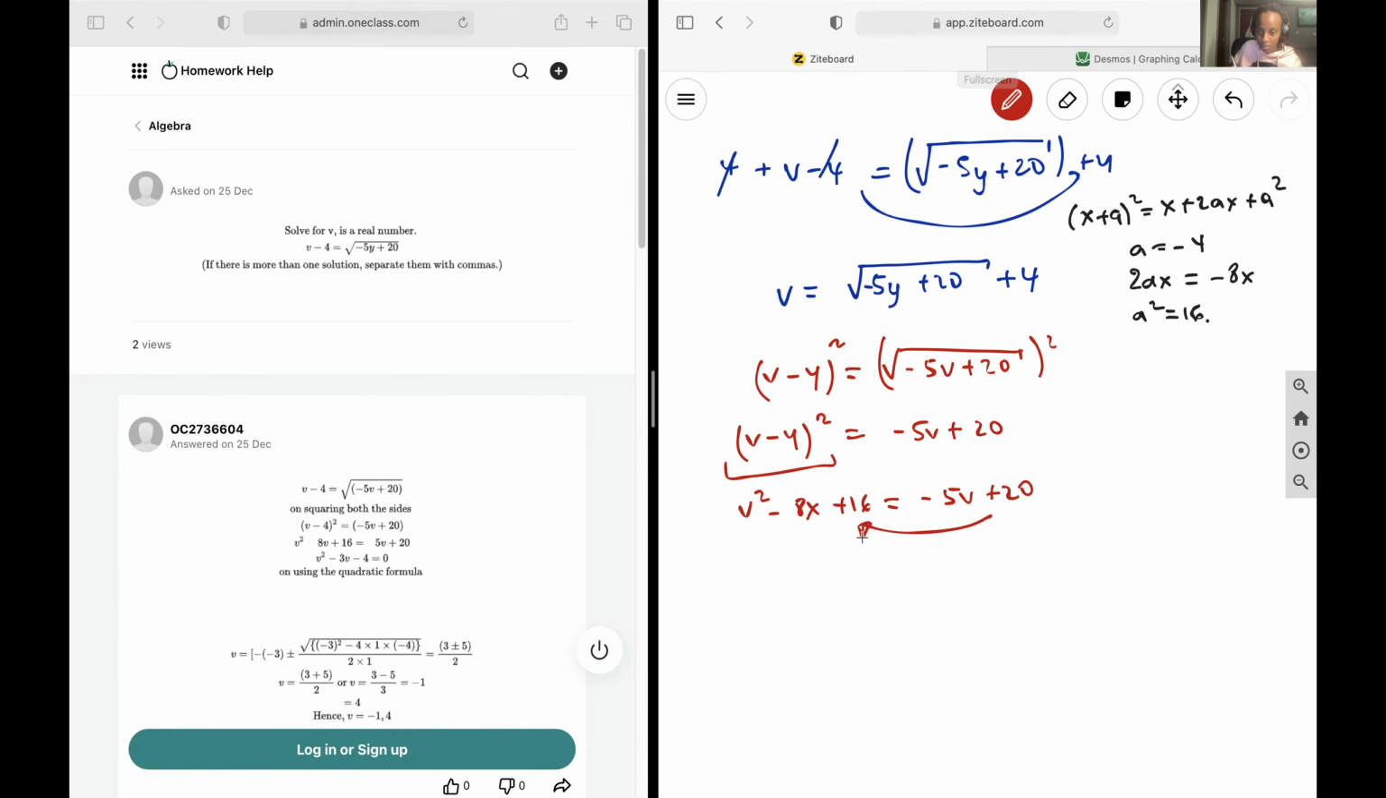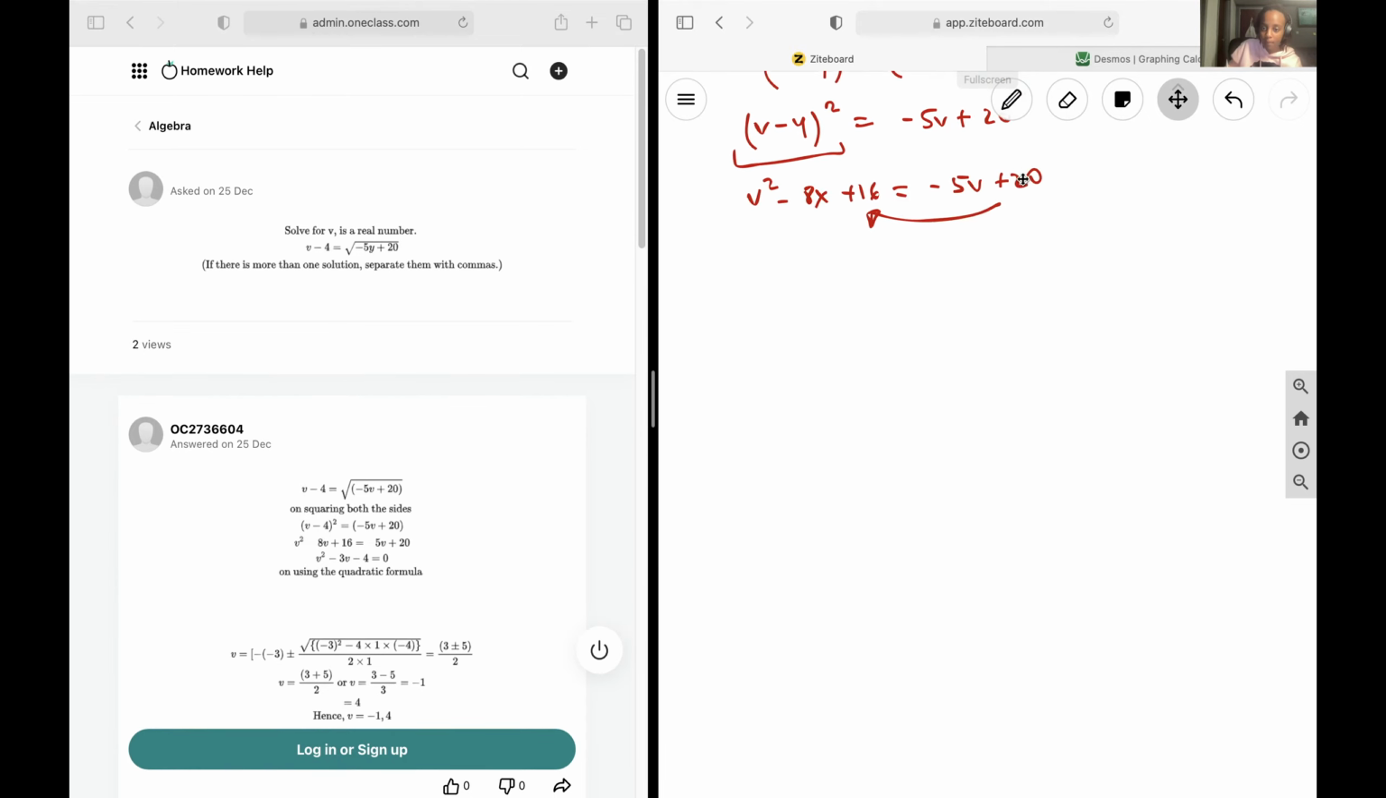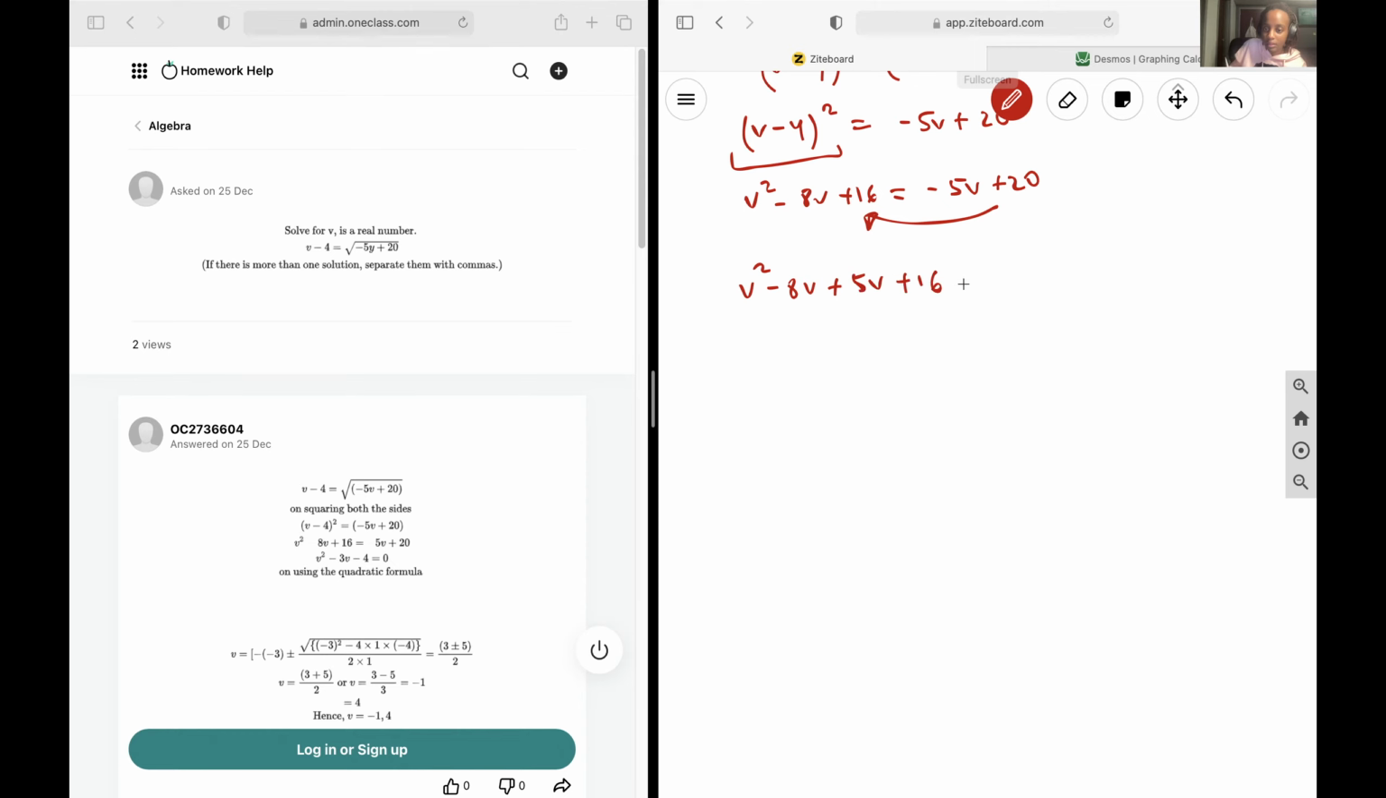I want to bring everything over to one side. And it becomes v squared minus 8v, this is supposed to be v, not x, plus 5v plus 16 minus 20 is equal to 0. This will give us v squared minus 3v minus 4 is equal to 0. We can use product sum to solve this.